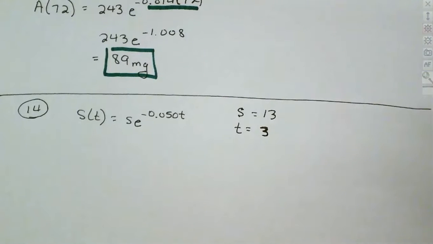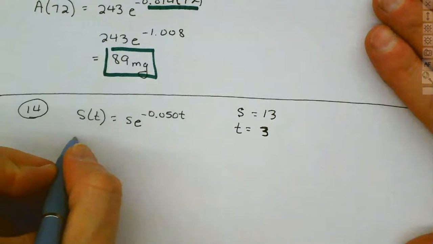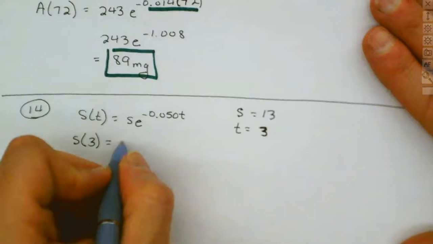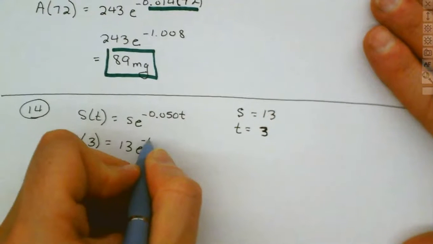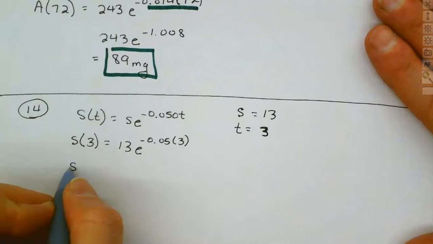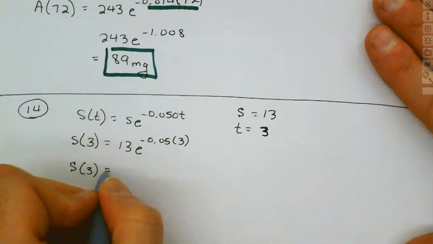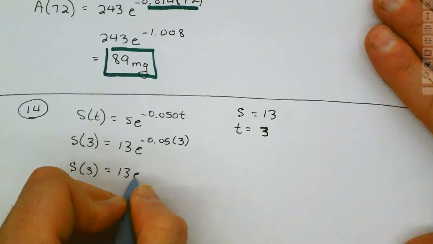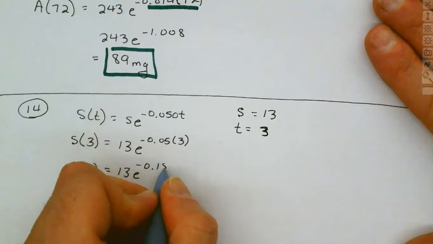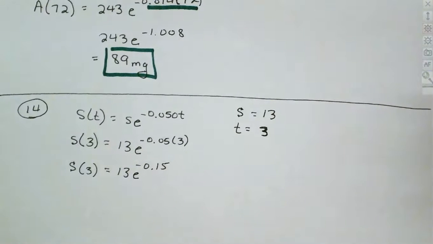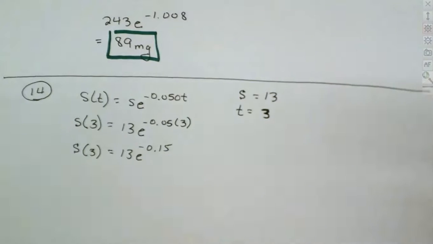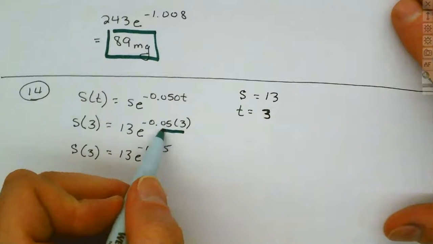Okay, so that's our formula. We're going to plug our values in. So we want to find S of 3 equals 13e to the minus 0.05 times 3. We'll go ahead and break this down a little bit here. We're going to multiply, so that's a minus 0.15 if we round. Is everyone all right with that so far? So what did we do first? We did our exponential here.